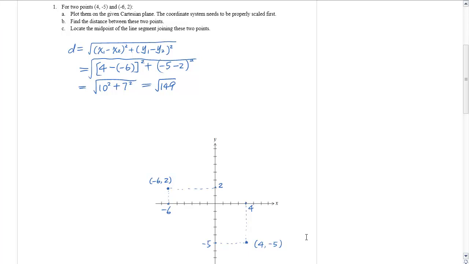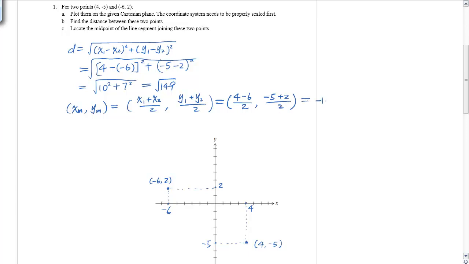Part C of the problem, locate the midpoint. We can simply use the midpoint formula. (xm, ym) equals ((x1 plus x2) over 2, (y1 plus y2) over 2). So in our case, x1 again is 4 plus -6, so -2 over 2, and then y1 is -5 plus 2 over 2, and this equals -1 and then -1.5.